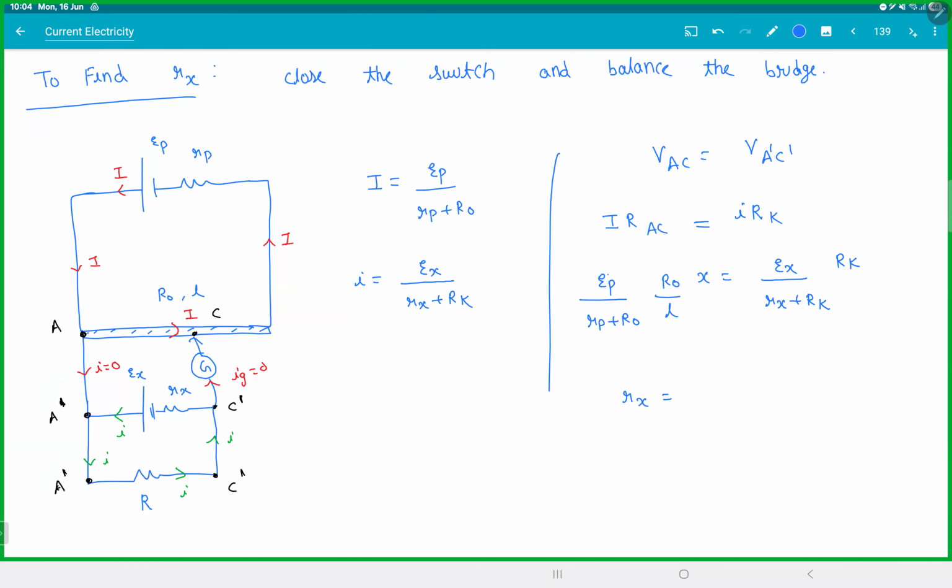Again, like I'm saying, I don't want you to remember all this result. I just want you to remember this concept. Understand how the circuit looks and understand that AC is equal to A dash C dash. If you know these two, you can solve it. Have a look at this.